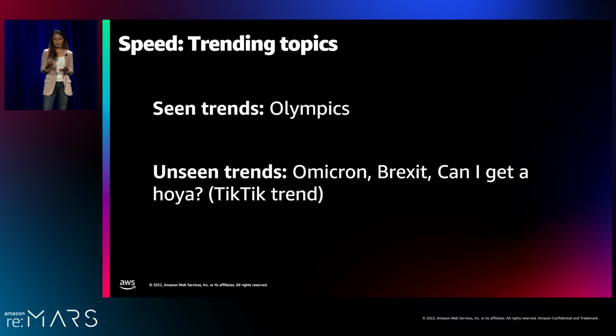And so at Alexa, we really look at trending topics in two ways. We have seen trends, which we can anticipate, like the Olympics and events that are scheduled. And then we have what we call unseen trends that we can't really anticipate. And those are typically late-breaking news, such as Omicron, Brexit, TikTok trends. And so our system really needs to be able to keep up with what we see in terms of customer usage.